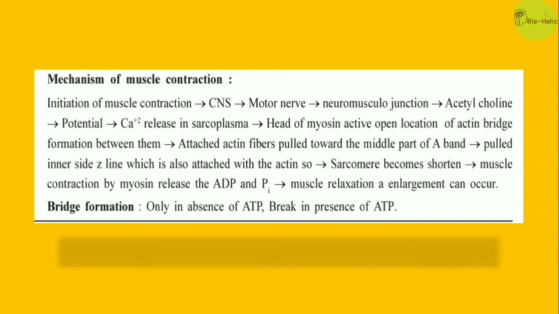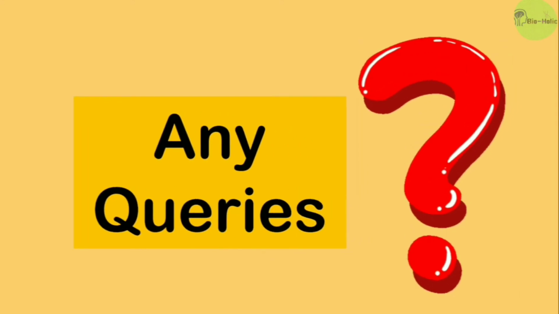And you should remember one important thing: only in the absence of ATP does cross bridge formation take place, and the cross bridge breaks in the presence of ATP. So that's all about the mechanism of muscle contraction.